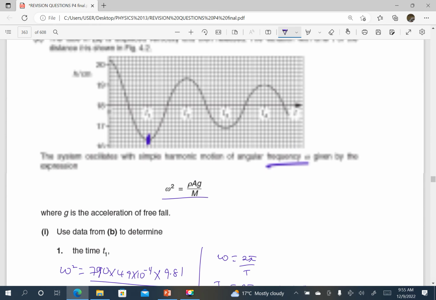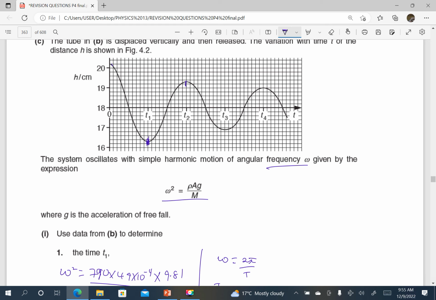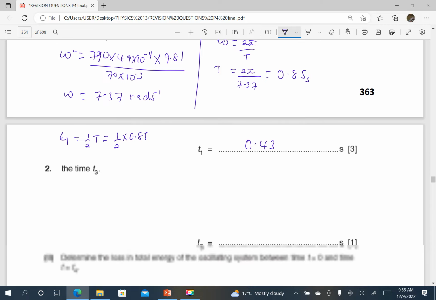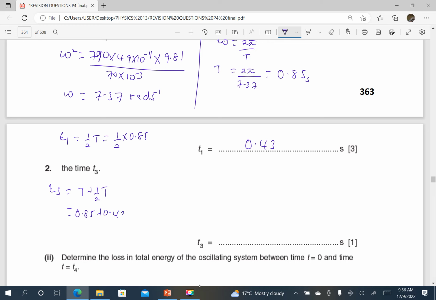Then t3. You see that t3 is one cycle plus a half. I think that is an easy question. t3 is one cycle and a half. So t3 is equal to the period plus half a period, which is 0.85 plus 0.43, which is 1.28, as simple as that.